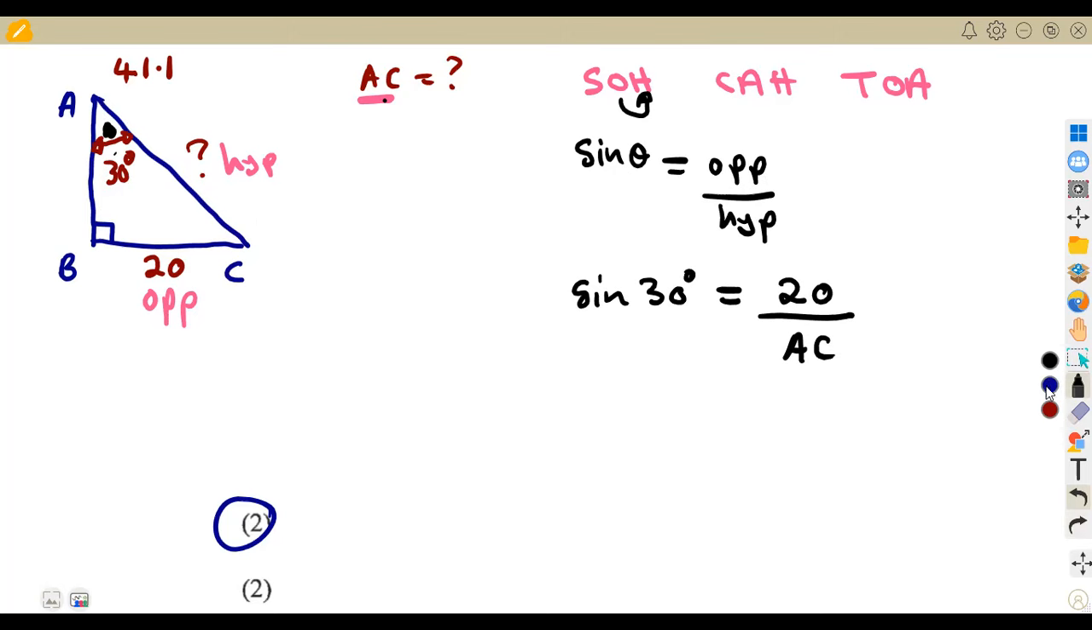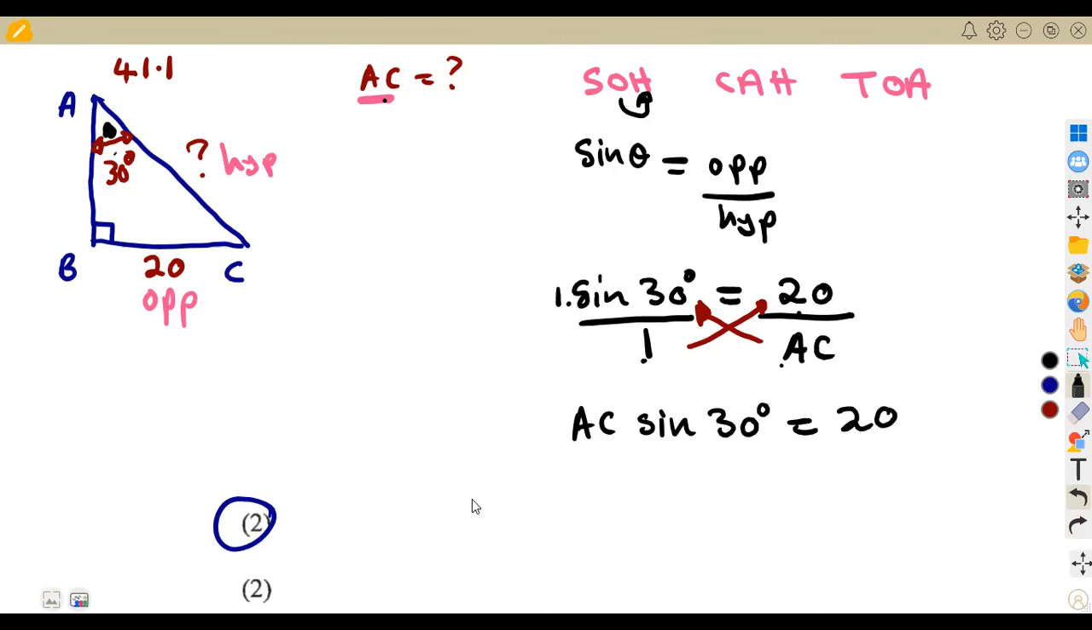How are you going to do that? You can simply cross multiply, because this is same as over 1. So you're going to cross multiply. AC multiplies this side, this one multiplies this side. So you're going to have AC times 1 sine 30, which is AC. The sine of 30 degrees is equal to 1 times 20 this side.